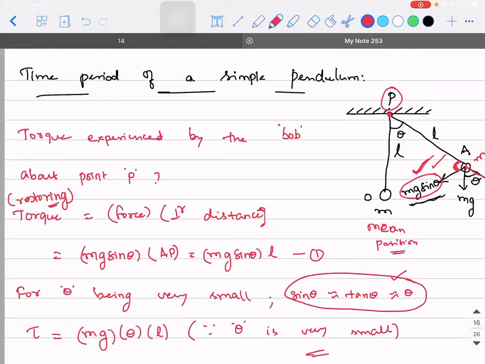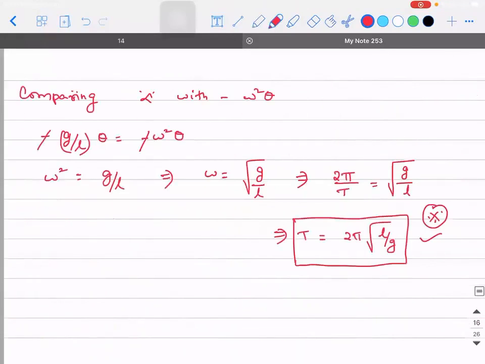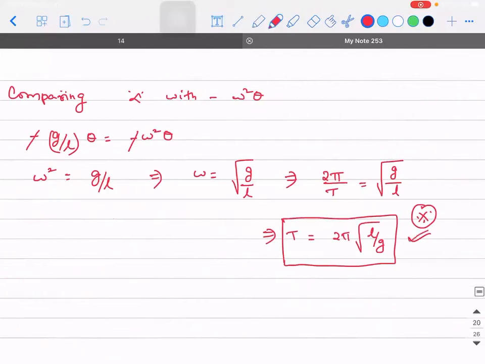But if you do it on a practical basis, however much angle you try to pull it to, because the final expression is independent of angle, right? Nowhere do you have sin theta or cos theta. So however much angle you pull it and release, there will be a small, microsecond variation in terms of the values.